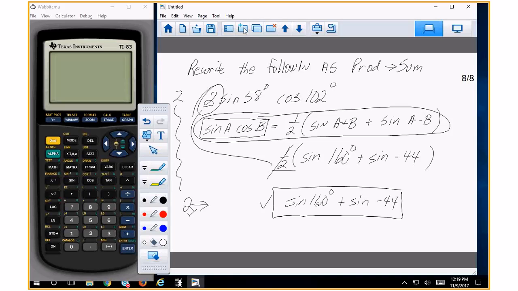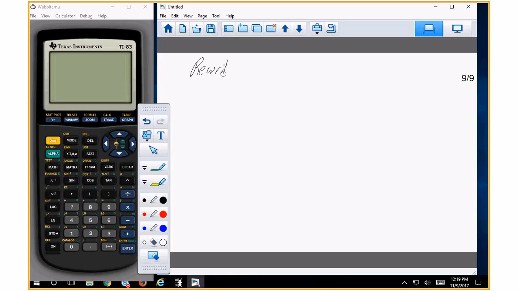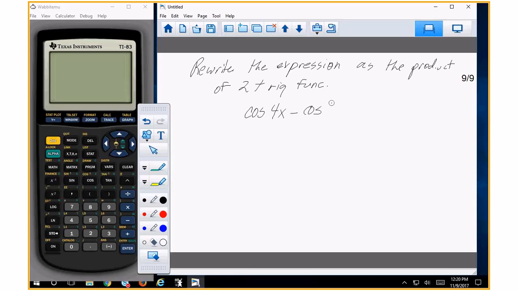All right. Rewrite the expression as the product of two trig functions. Cosine 4x minus cosine of 2x. Now you're looking for something that says cosine of A minus cosine of B on the left-hand side.